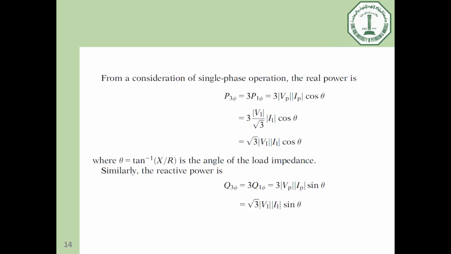So the power of the three phases, as we agreed, is three V phase I phase cosine theta, and it can also be expressed as a function of V line and I line. For a star connection, what is the relation between V line and V phase? Write on the chat, please.